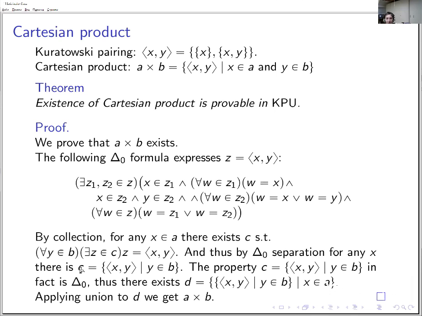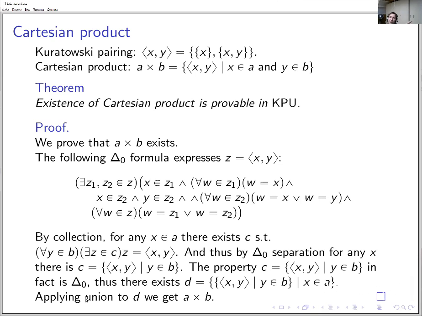So this property, C is equal to this set, is a property with two arguments, C and X. So it's also delta zero. And then we apply collection to this property. Because now we know that for all X there exists this section of the Cartesian product, and thus we have this encompassing set that contains every single section of the Cartesian product.